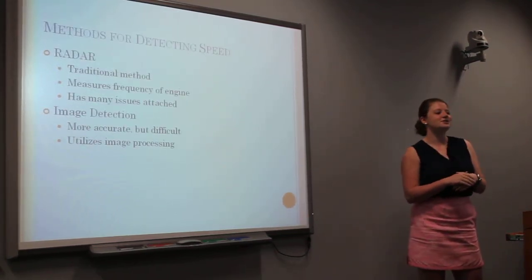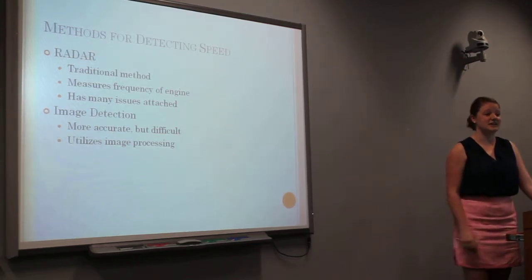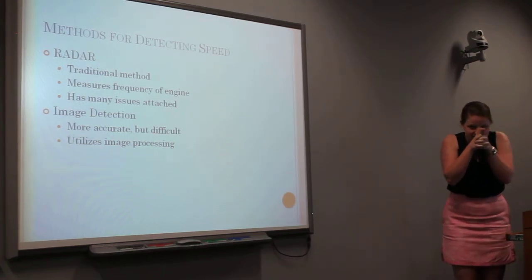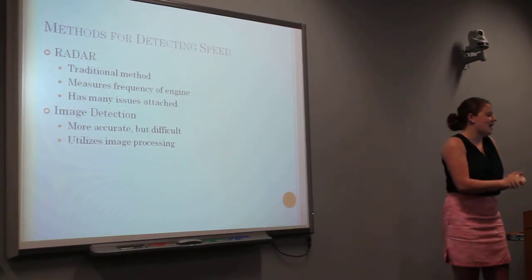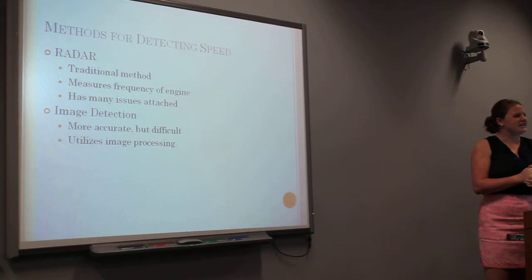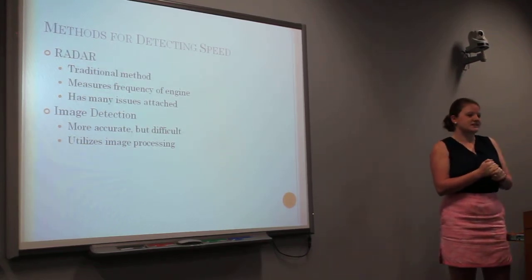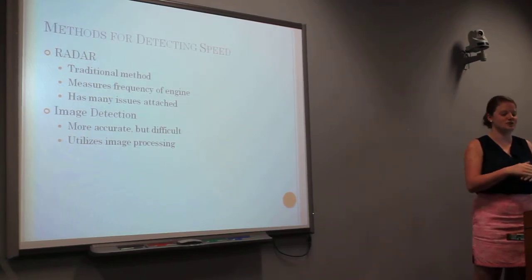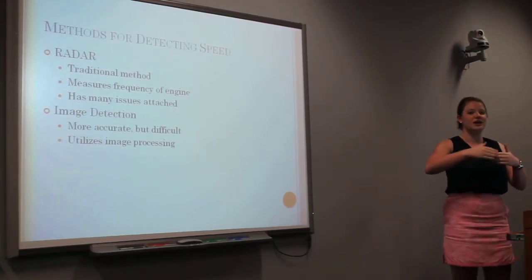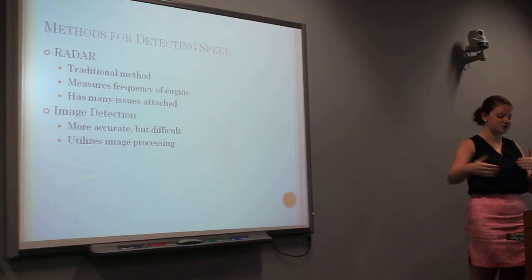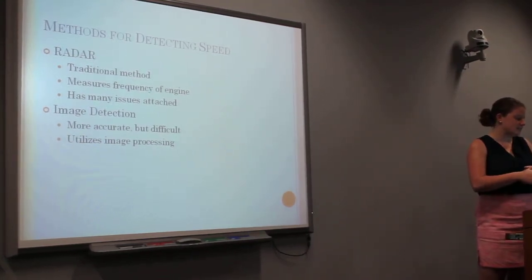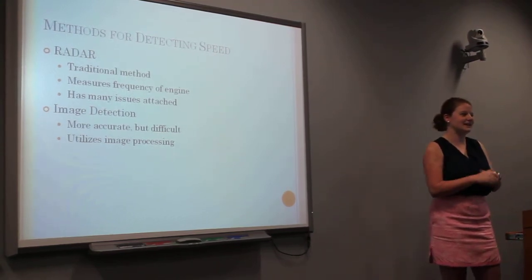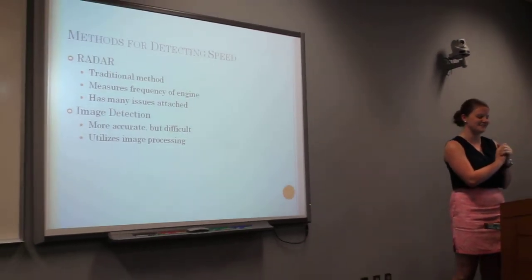Okay, so the two main methods for detecting speed are radar, which is the traditional method. Those are the police guys that you see doing this. They're using radar. It's been around for over 50 years, and how it works is it uses the Doppler effect, which gives you a change in pitch due to the relative motion between you and the object that you're measuring.